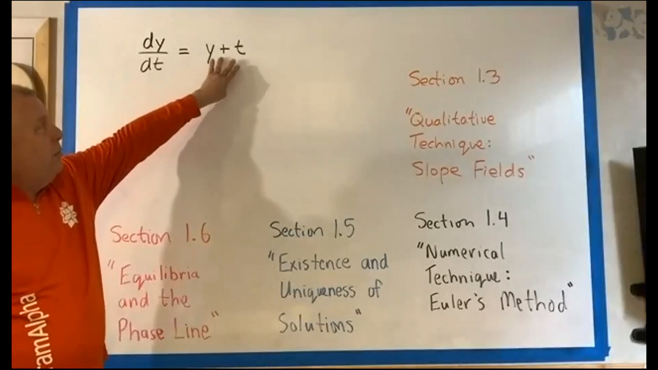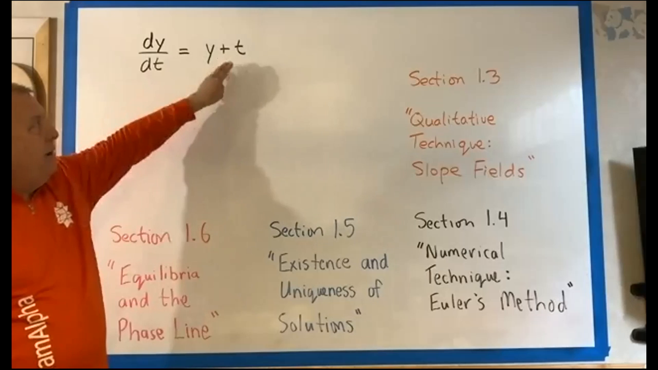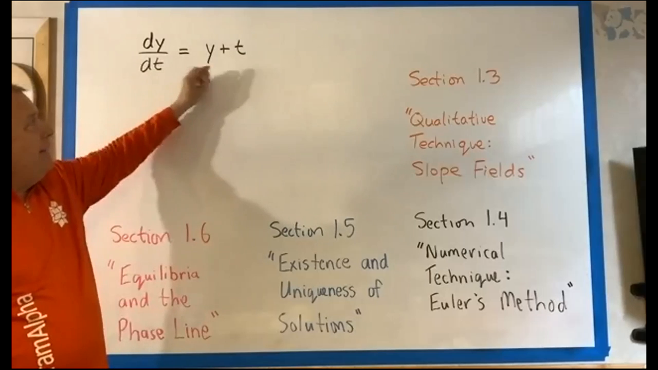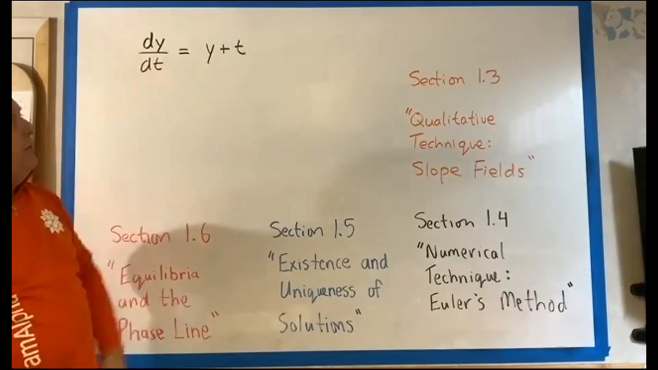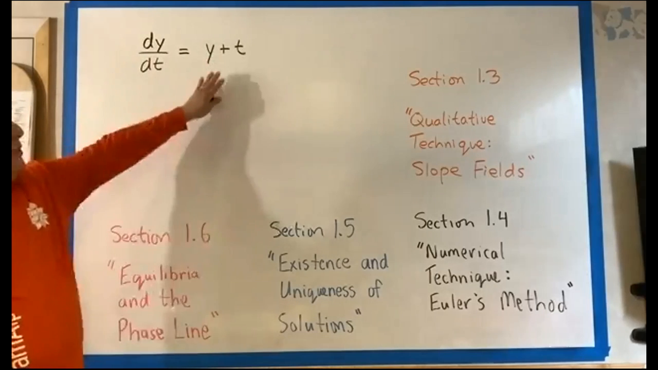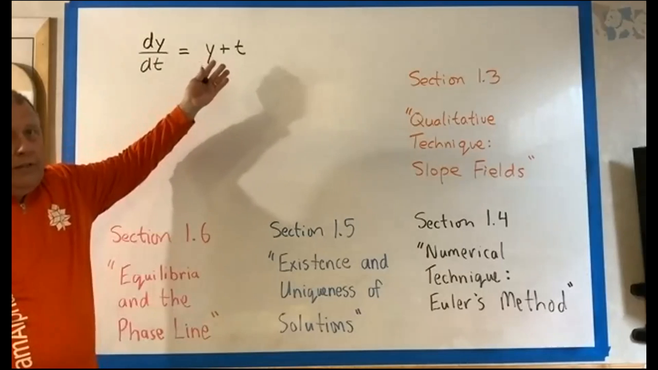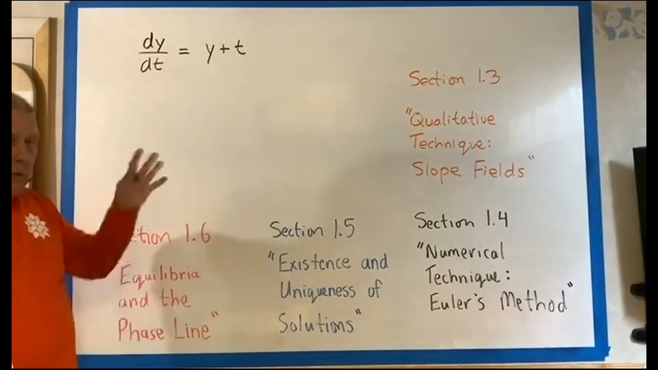If they were multiplied, you could multiply and divide, but you cannot gather all the y's on one side and all the t's on the other. So even though it's very simple, we can't use that technique from section 1.2. Okay, we need another technique.